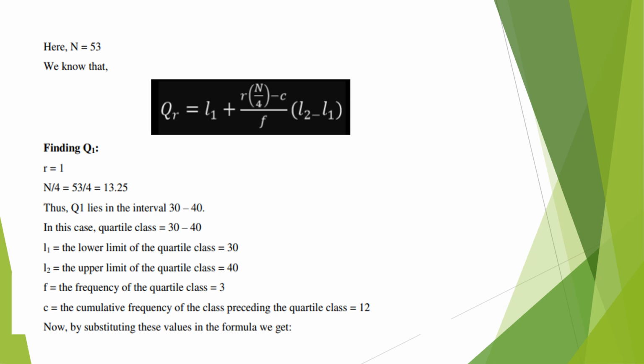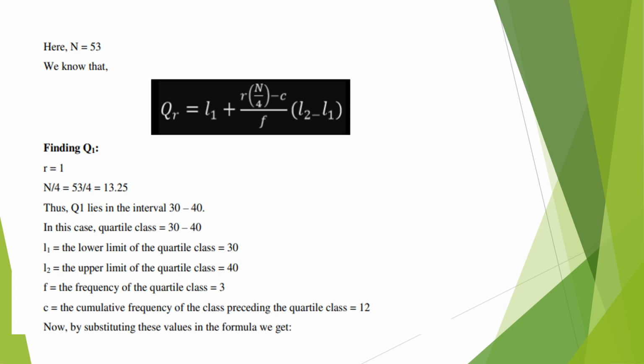Here r is equal to 1, and n by 4 is 53 by 4, because Q1 is the lower quartile, so we take r is equal to 1. n is the sum of frequency divided by 4, that is 13.25. Q1 lies in the interval 30 to 40. In this case, the quartile class is 30 to 40. So the lower limit is 30 and the upper limit is 40.